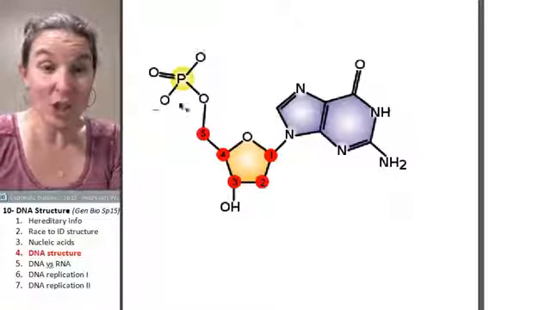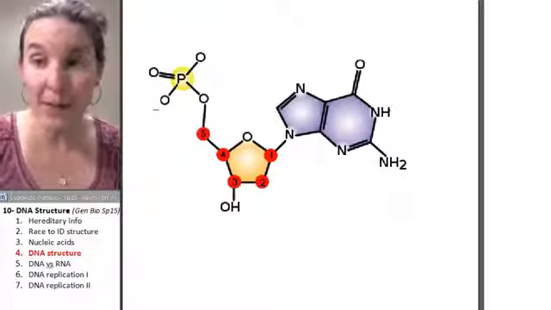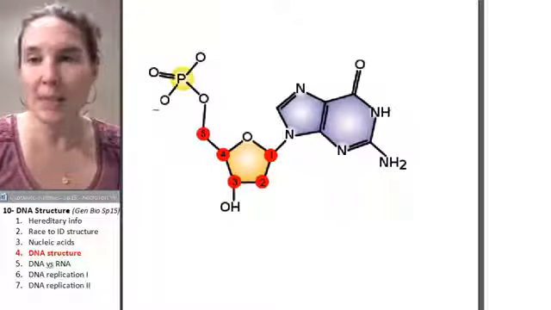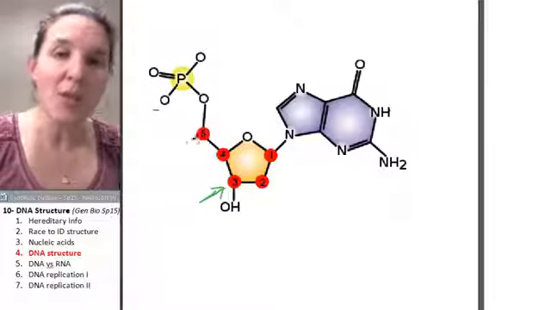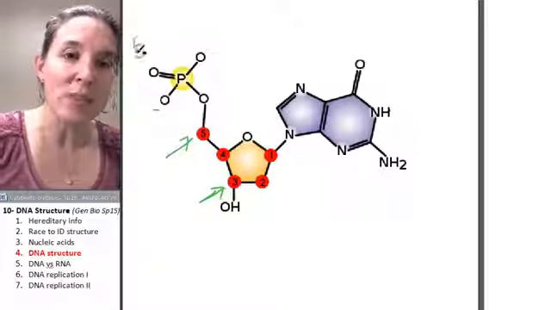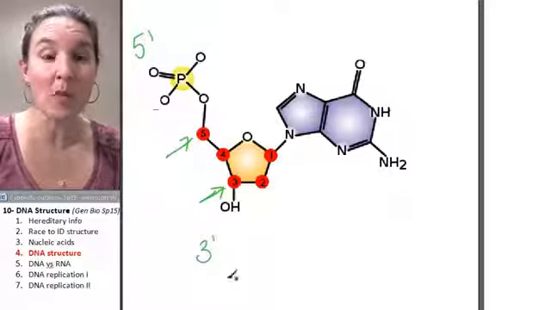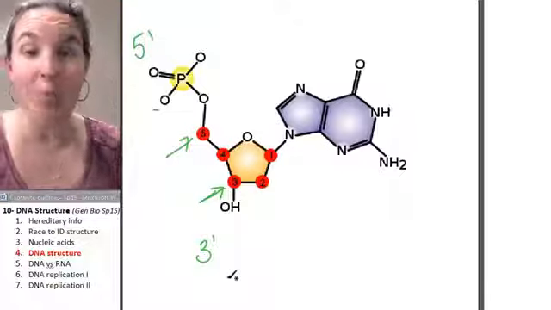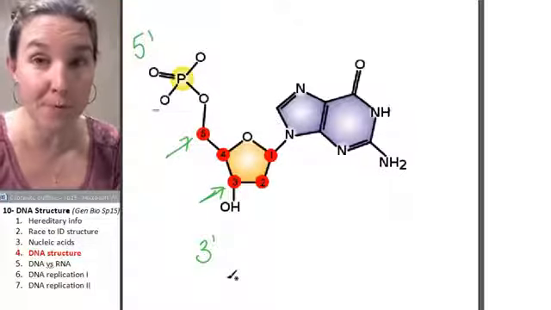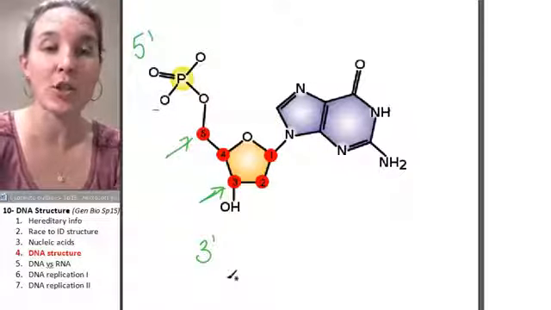This image shows you the actual chemical structure of a nucleic acid or a nucleotide, and you can see the actual carbons have been labeled here. So notice that this would be called the 5' end, and this would be the 3' end. I want you to think about the 5' end as the phosphate end, and the 3' end has the sugar on it.